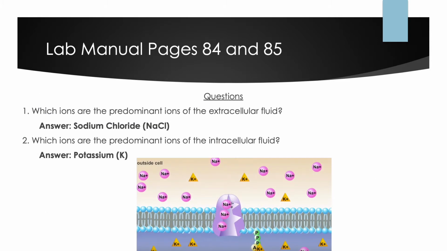So to continue with the content on page 84, there are a couple questions that the lab manual wants you to answer. The first question is, which ions are the predominant ions of the extracellular fluid? And the answer to that is sodium chloride, or NaCl. The next question is, which ions are the predominant ions of the intracellular fluid? And the answer to that is potassium, which is also abbreviated with a K.